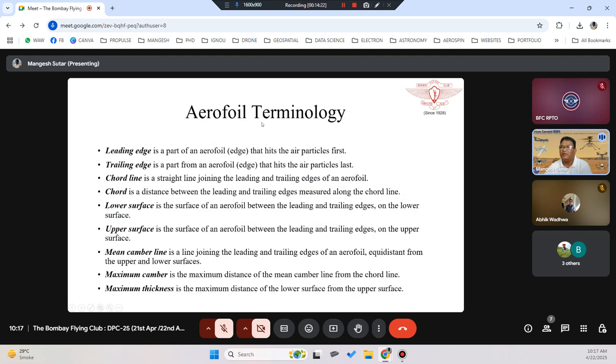Okay, so again the terminology: leading edge is the part of the aerofoil that hits the air particle first, trailing edge is the part of the aerofoil that hits the particle last, chord line is a straight line joining the leading and trailing edge of the airfoil, chord is the distance between leading edge and trailing edge, lower surface is the surface on the airfoil between leading and trailing edge on the lower side, and upper surface likewise. Mean camber line is the line joining the leading edge and trailing edge of an airfoil equidistant from the upper and the lower surface. Okay, this is what I told.